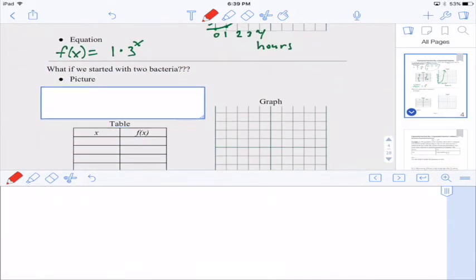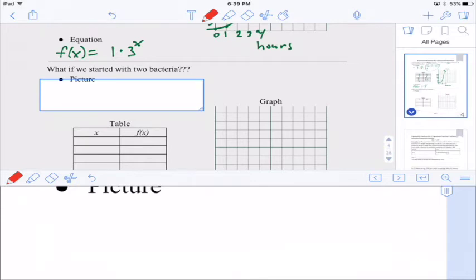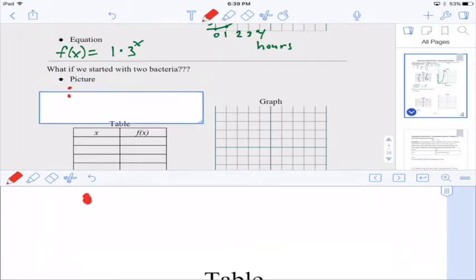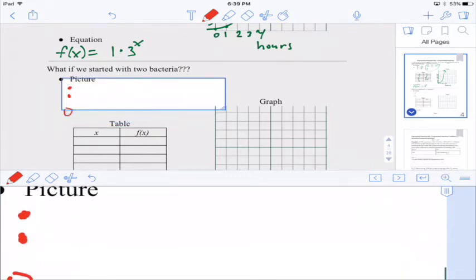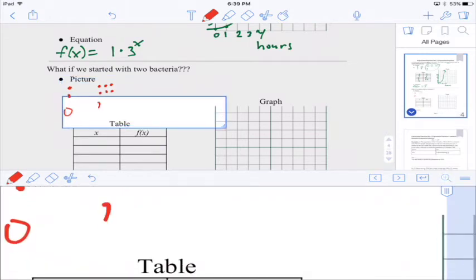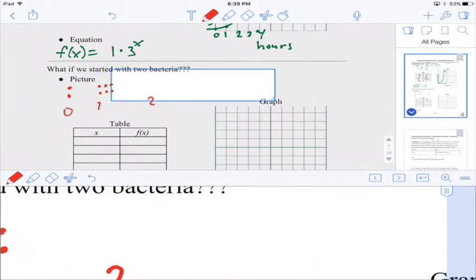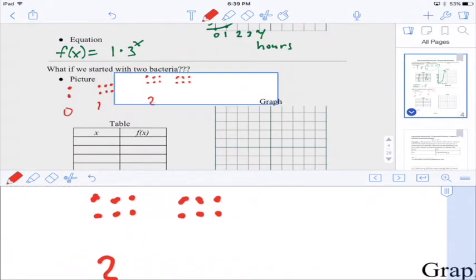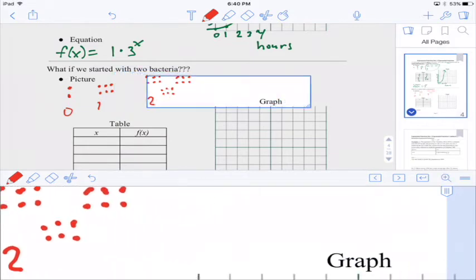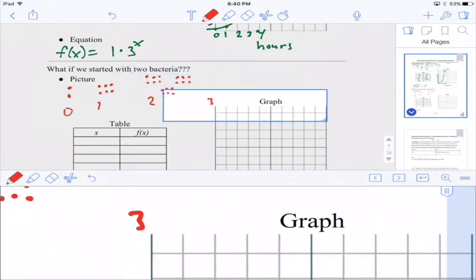But what if we started with 2 bacteria? Well, this time we have 2 bacteria after 0 hours. That's our starting. Then each of those triples. 1, 2, 3, 4, 5, 6. So that was after 1 hour. Then after 2 hours, all of those triple. 1, 2, 3, up to 18. So now we have 18. After our third hour, all of those 18 are going to triple.